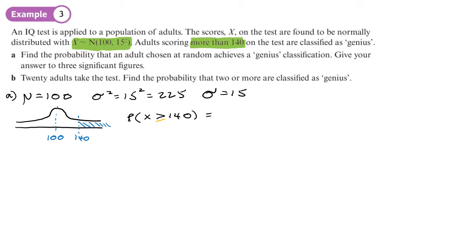So on our calculators, menu 7 and number 2, normal CD again, lower value of 140, an upper value. This is one where there's no upper value, so I can choose anything I like. So I'm going to choose 1,000. That's more than 5 standard deviations away. So it would have to be 5 times 15, it'd have to be more than 75, more than 140. So I've chosen 1,000. That will do.